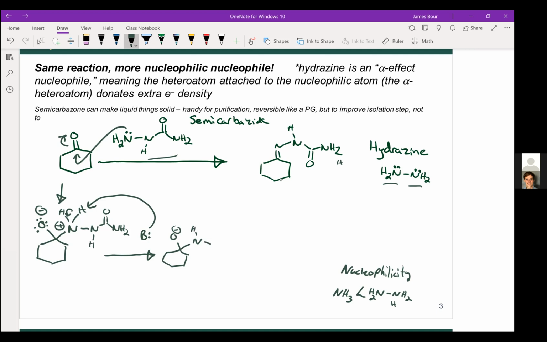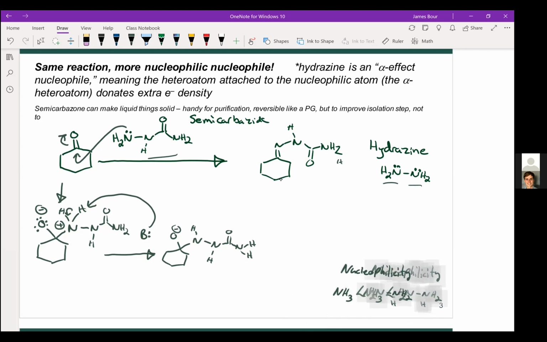You may note that as I draw this, sometimes I will draw in lone pairs and sometimes I will not. When I draw in the lone pairs, it is for emphasis to help make the reaction more clear. If I don't draw them in, they are implied in many other cases based on the formal charge.